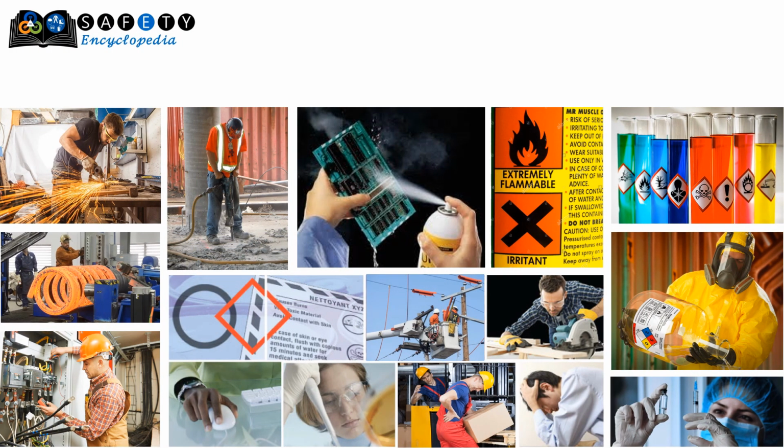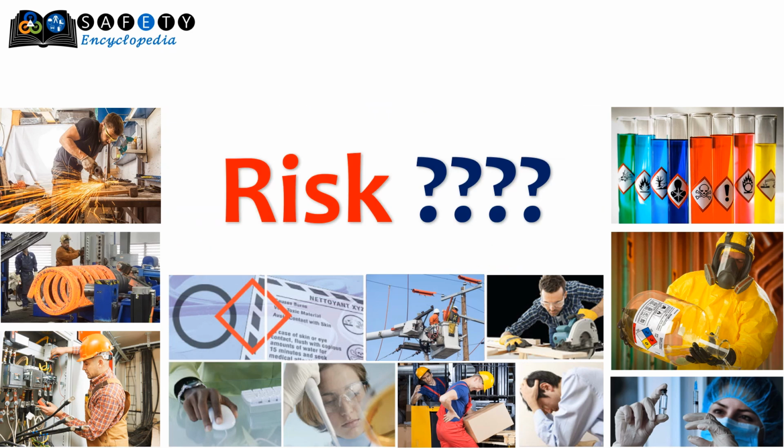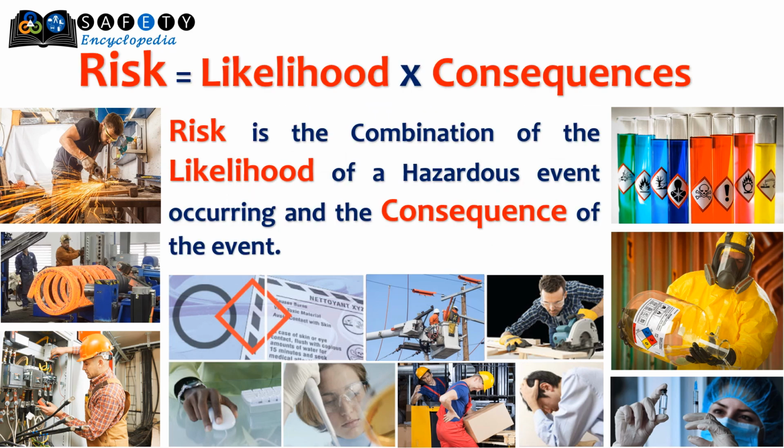People everywhere are exposed to safety and health risks from their work. Risk can be divided into physical, chemical, biological, ergonomic, and psychological. Let's see what risk is and how it's calculated. Risk is the combination of likelihood of a hazardous event occurring and consequences of that event.